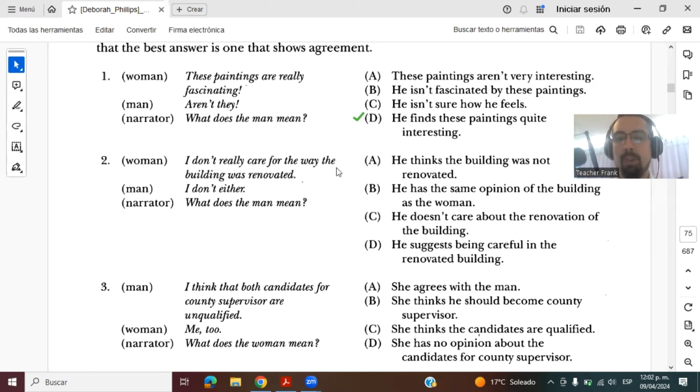I don't really care for the way the building was renovated. The man says, I don't either. What does the man mean? In number 2, the answer is B. He has the same opinion of the building as the woman, right? And let's look at number 3.